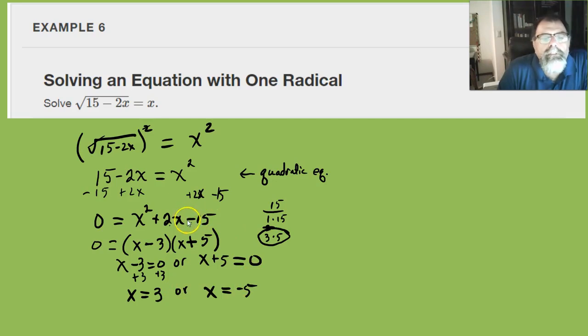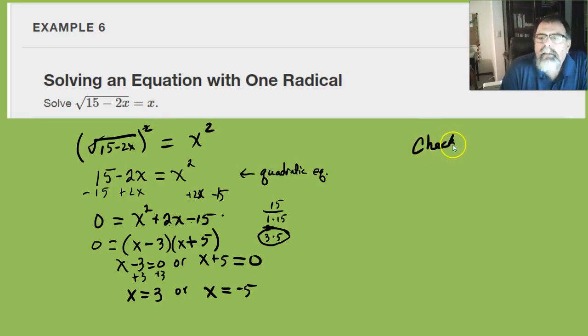These are solutions to this equation, but we have a little problem. When you square both sides, you lose some information about positive and negative numbers if you were to go back. So these answers here might or might not be a solution to the original problem. So we've got to check it.